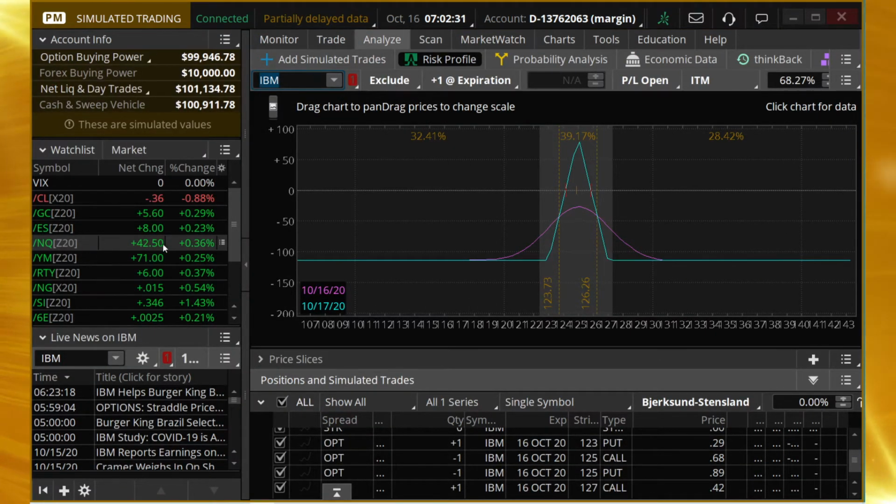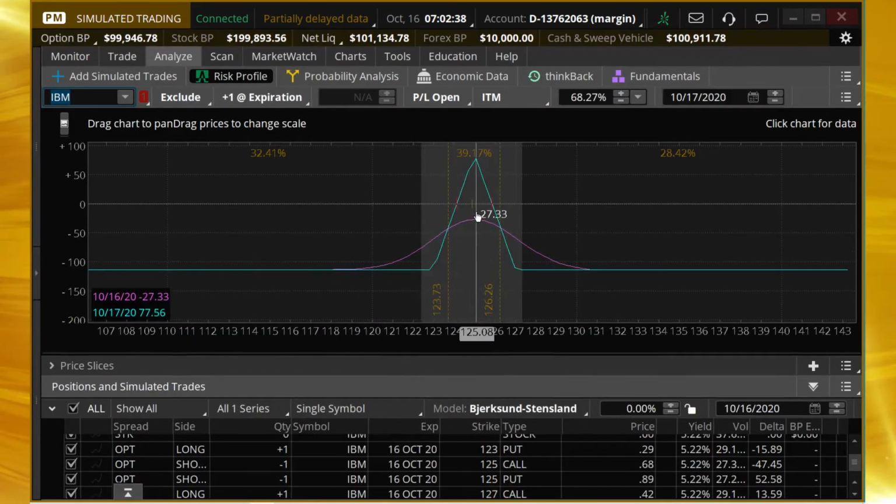So NASDAQ is creeping up slowly. The first time I recorded this, NASDAQ futures were up 0.2. Now we're at 0.35. So it looks like it might blow through that call side. All right, so we'll see what we can do. See if we can keep our eye on it this morning.